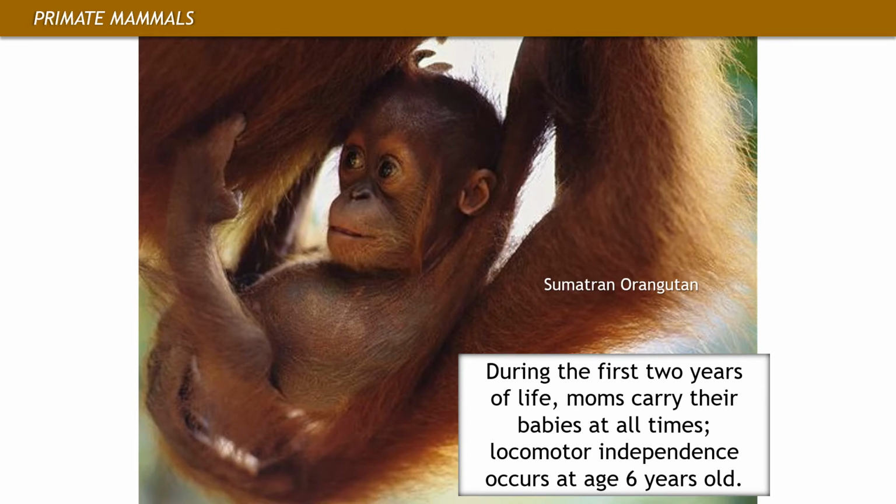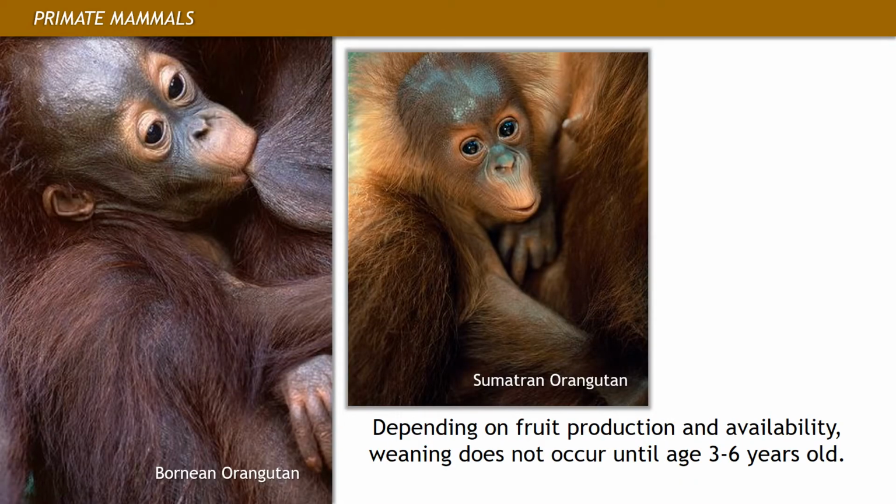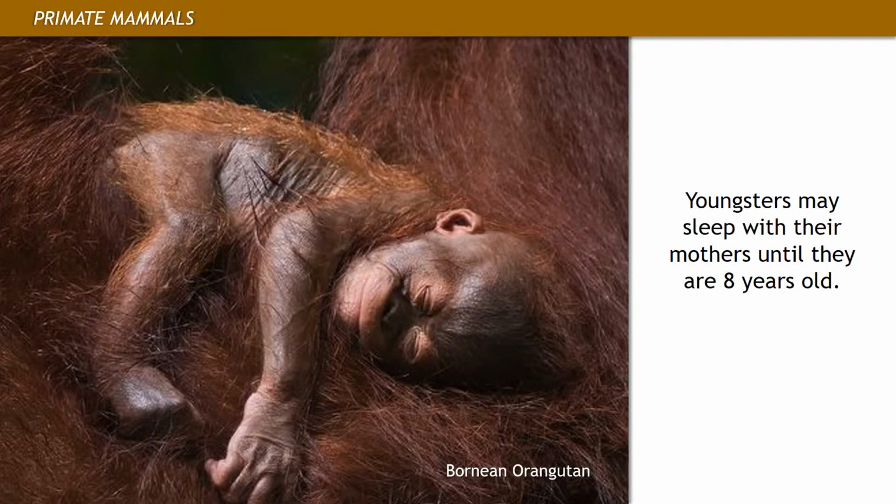During the first 2 years of life, moms carry their babies at all times. Locomotor independence does not occur among orangutans until they are about 6 years old. By that point, human babies are in first grade. Depending on fruit production and availability, weaning does not occur until age 3 to 6 years old. If a baby is old enough to wean, but there isn't plenty of fruit around, mom won't wean them, and she'll just keep waiting until fruit is available, and then she'll wean the baby. Youngsters may sleep with their mothers until they are 8 years old.